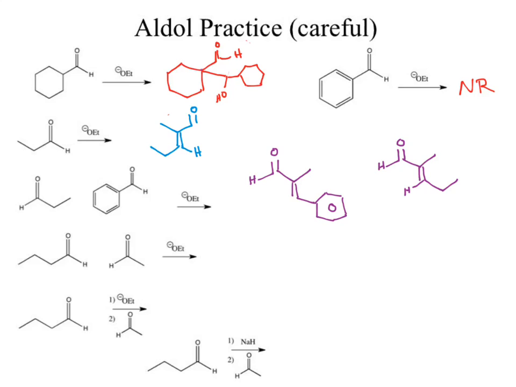So in this case, we stall at the aldol. We cannot do the condensation. If we move to the next one, we don't have any alpha hydrogens. No alpha hydrogens, no nucleophile formation. So we get nothing happening. We get no reaction. If we move to the next one in blue, we end up doing our aldol with a condensation because we do end up having enolizable hydrogens.